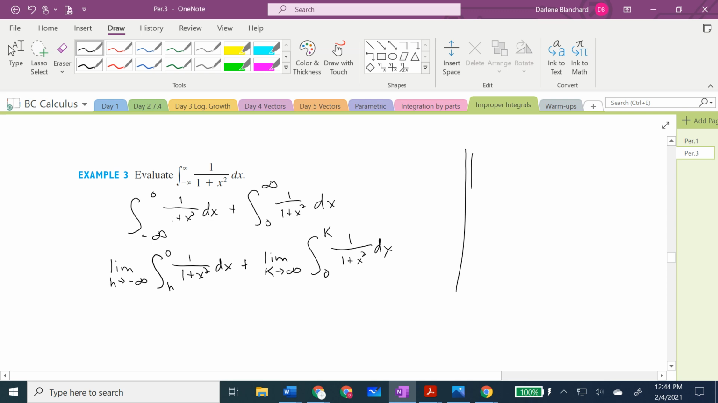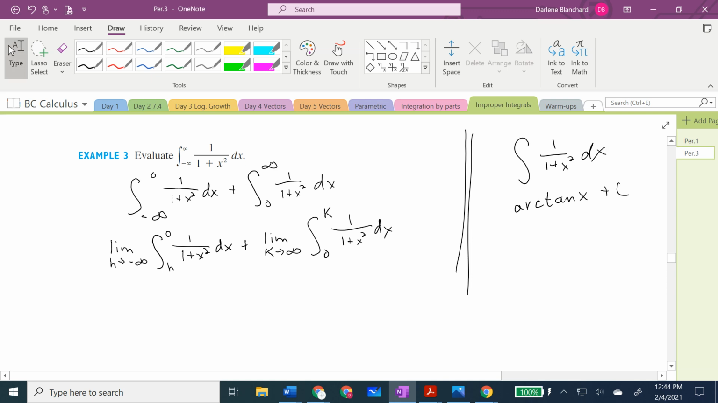On the side note, what is the integral of 1 over 1 plus x squared dx as a function? Do you recognize it? It's arctangent. And we'd throw a plus c on.